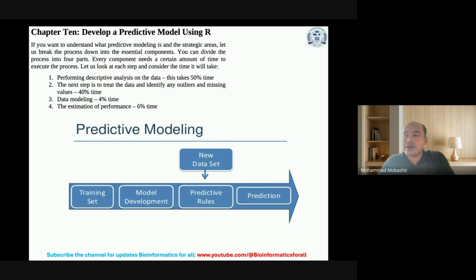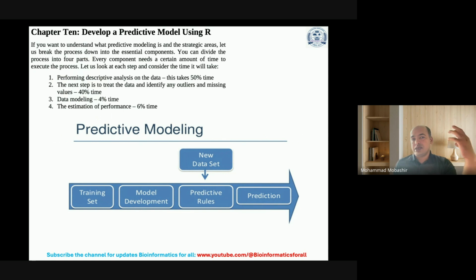R or MATLAB or Python or Perl or some other coding. So if you want to understand what predictive modeling is and the strategy areas, let us break the process into essential components. For example, collect the new data set, train the data set, model development, and then implement some predictive rules, finally go to prediction. So thus there are, in summary, 4 steps. And where it will take more time, for example, descriptive analysis will take half of the time.